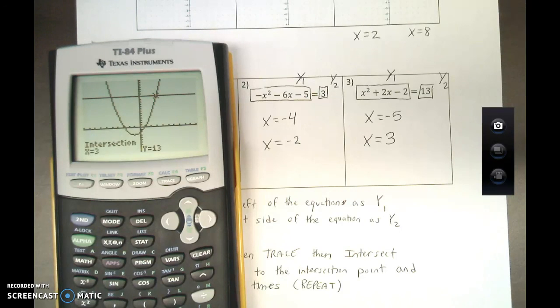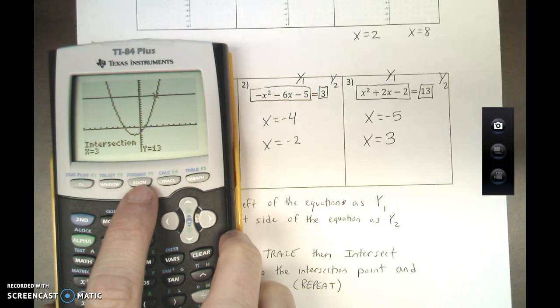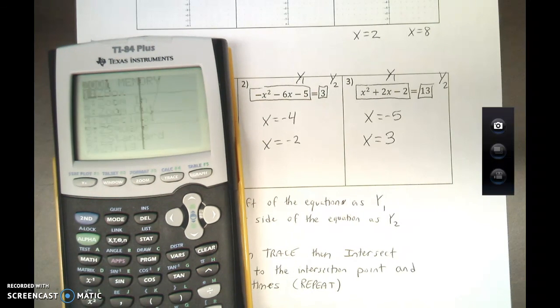Alright, that's solving quadratics by graphing. Before you move on, just change your Window settings back. So what you're going to hit is the zoom key and then number 6. Zoom 6 is going to bring it back to the original screen, so you won't have any problems with other problems.